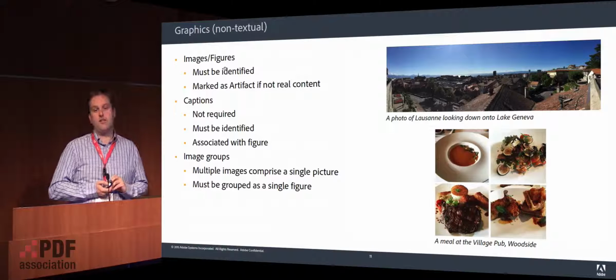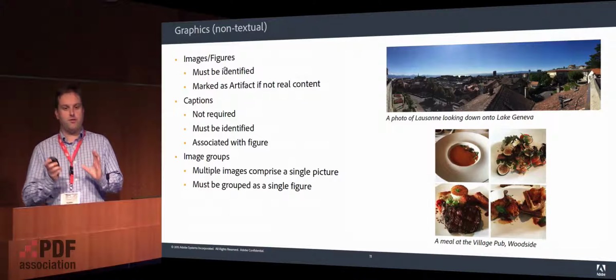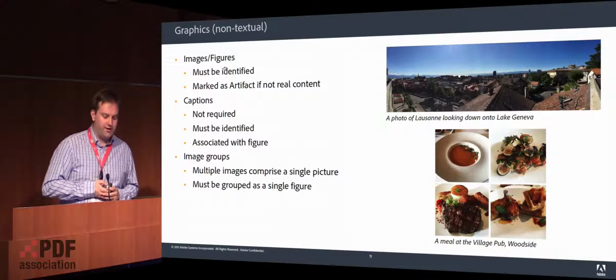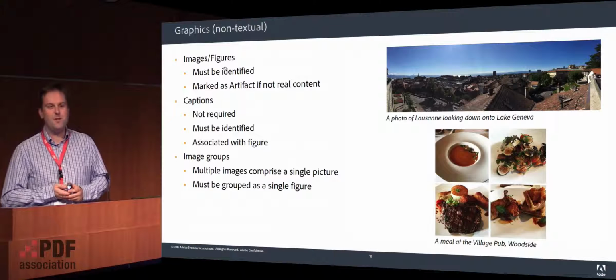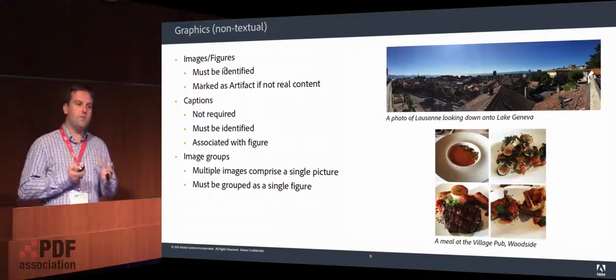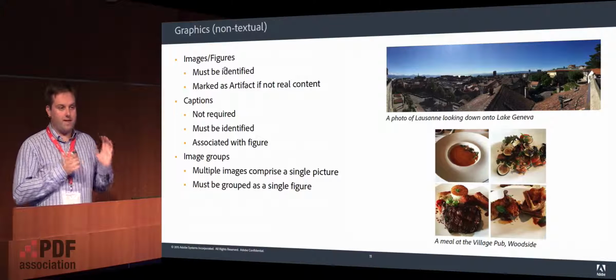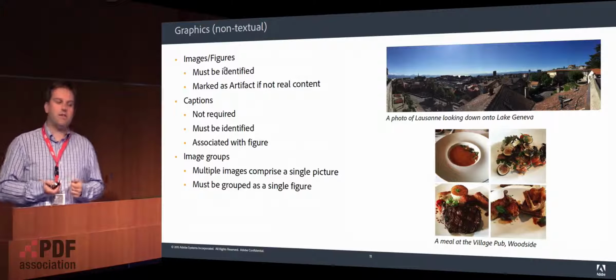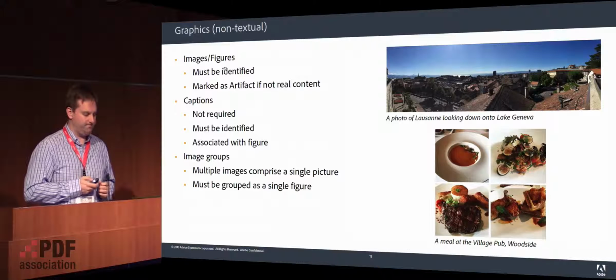If you have something that's an image group, where you have multiple figures that comprise a single graphic, and you could argue whether the one I've included here is a real example, but basically, when you have multiple images that comprise a single figure, those should all be grouped so that they're not consumed as individual items, but they're consumed as a single piece of content.